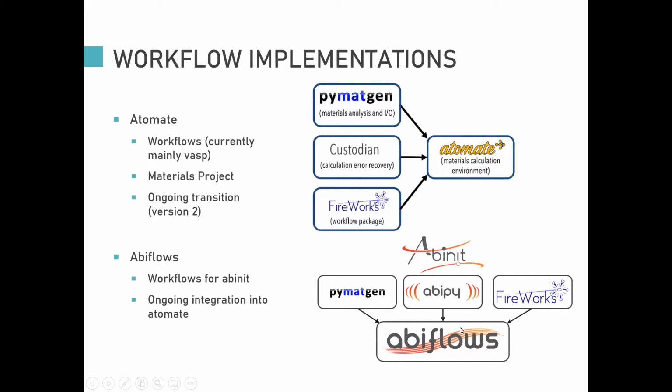And AbiFlows is another package of workflows. So you could see these two as libraries of workflows, basically built on top of FireWorks, as you can see. And AbiFlows is a library of workflows for Abinit. Again, there's an ongoing integration into Atomate. So in the next few months, there will not be AbiFlows anymore, because all of the workflows that are here will be directly integrated into Atomate. This will still take some time. So in June, we will use AbiFlows for that.